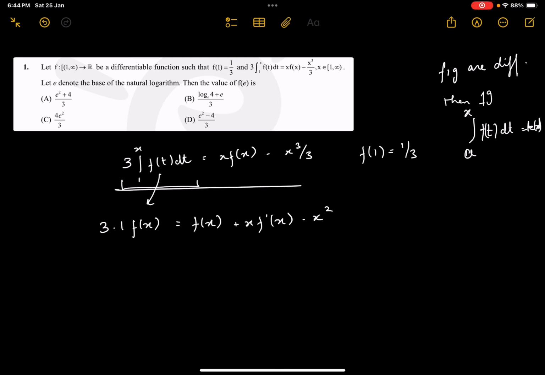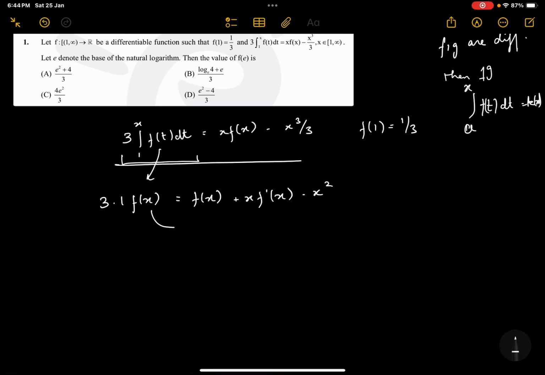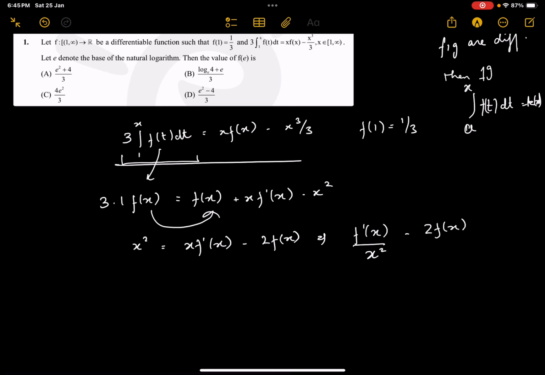So that gives us 2f(x) minus x, or rather, let's take this on this side and x square comes here, so we get x square equals x f prime x minus 2f(x). So we'll divide this whole thing by x cubed, which will give us f prime x by x square minus 2f(x) upon x cubed equals 1 by x.